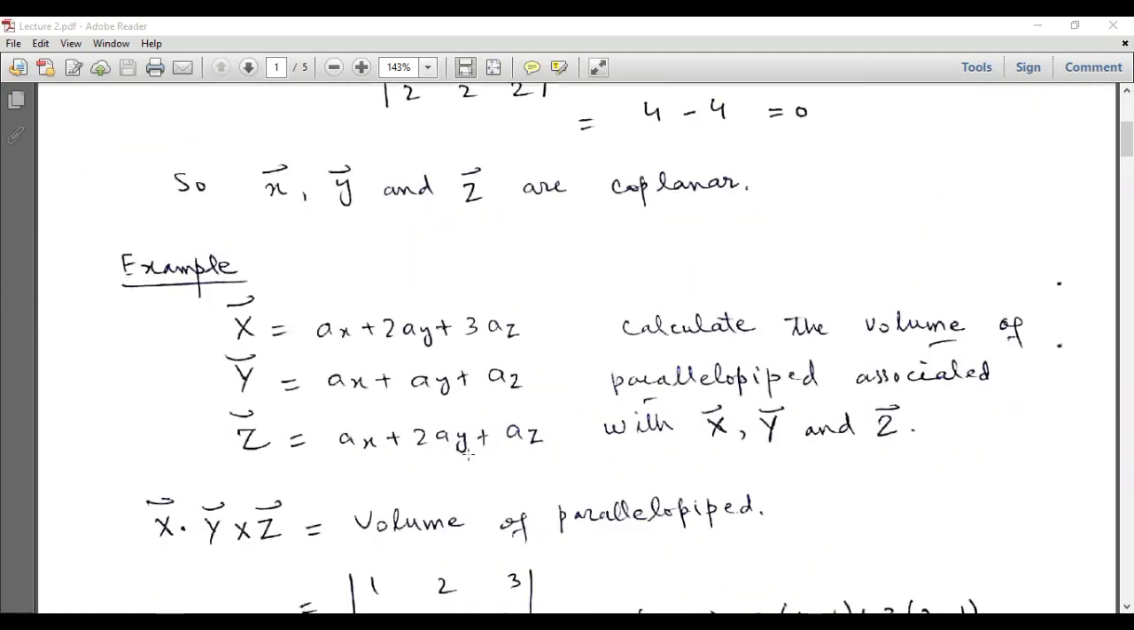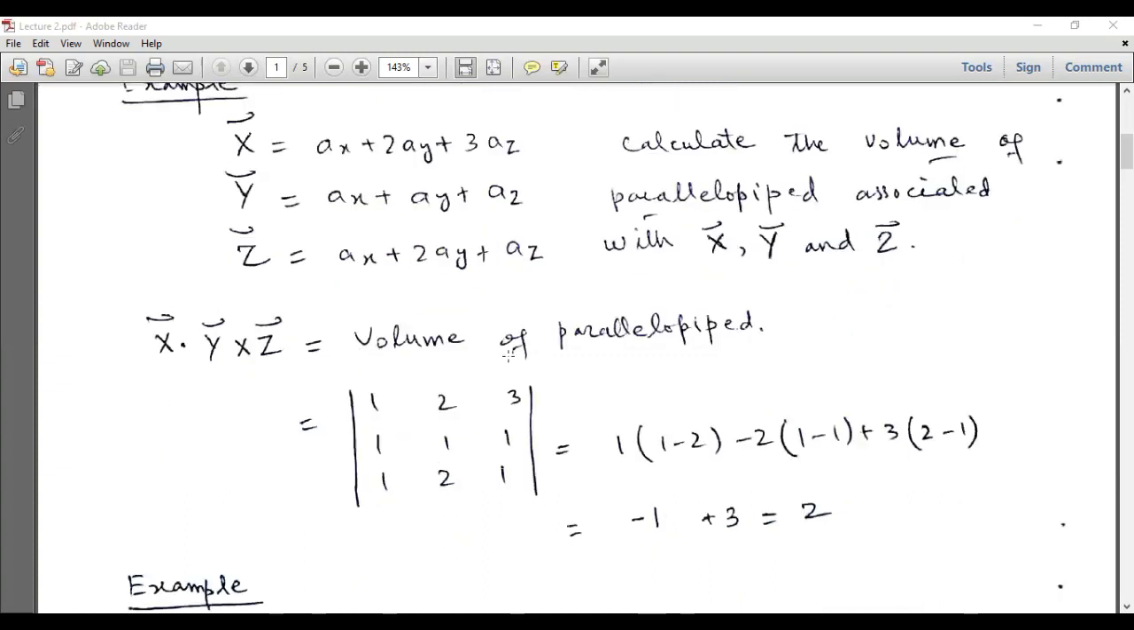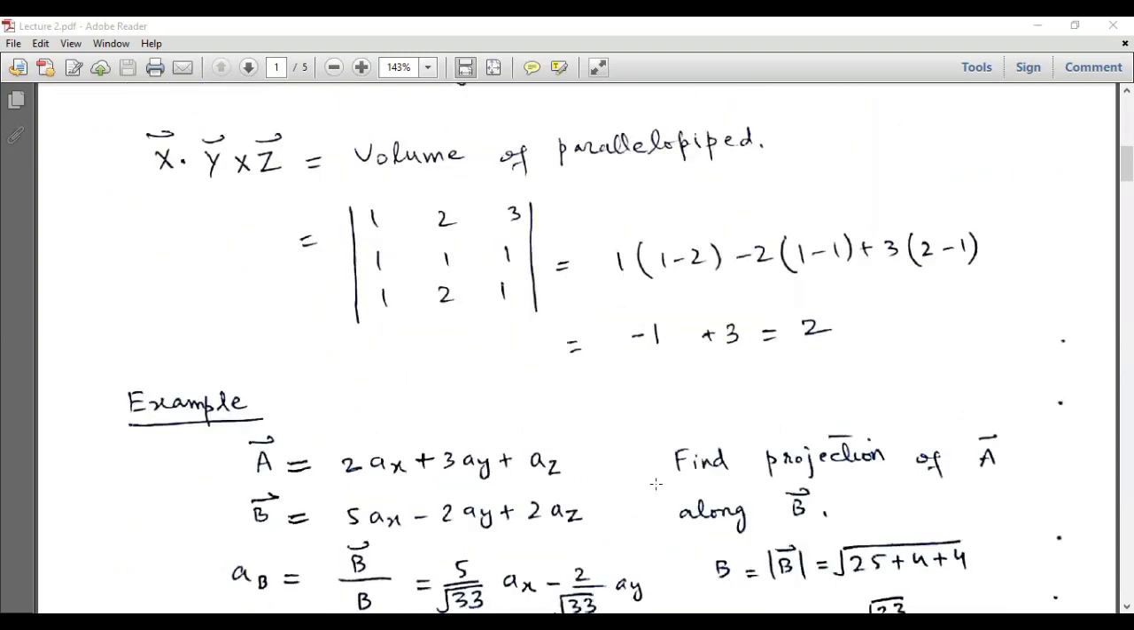Now I will show you how to calculate the volume of the parallelepiped associated with three vectors x, y, and z. These are the three vectors, and in order to calculate the volume of the parallelepiped, again we have to calculate the scalar triple product of these three vectors. The value of the scalar triple product is calculated by taking the determinant, and again I will get the answer of 2. So the volume of the parallelepiped associated with these three vectors is equal to 2. This is also a very simple example.